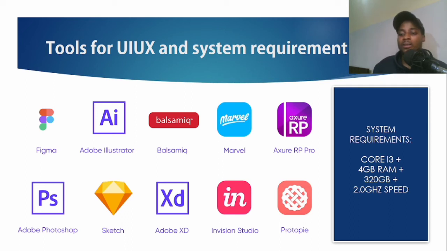But Adobe XD requirement does not support Core i3. You need to have a Core i5 system if you want to be using Adobe XD, Core i5 and above. That is the processor you need to get. And then you need to have a system of 4 gig RAM and above, 320 gig hard disk and above, and then your processor speed must be 2.0 GHz and above so that you have a very fast response to your design. This is going to help you a lot because you will enjoy what you're doing, and there will not be problems with what you're doing.